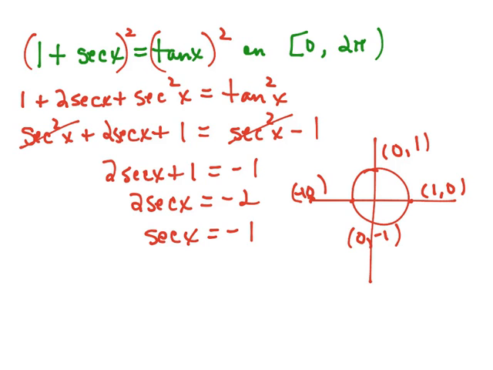And so secant is the reciprocal of cosine, and cosine is the x-coordinate in the unit circle. So we're looking for the reciprocal of negative 1, which is negative 1, to be the x value, and that happens whenever x is equal to pi. So the answer to this question is x equals pi.